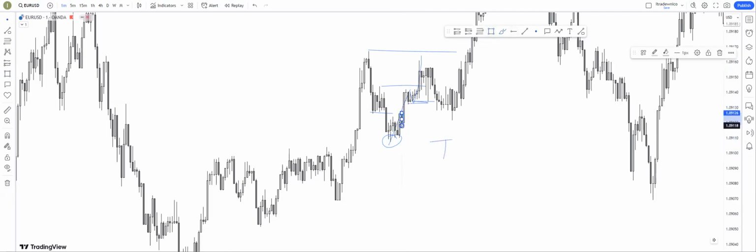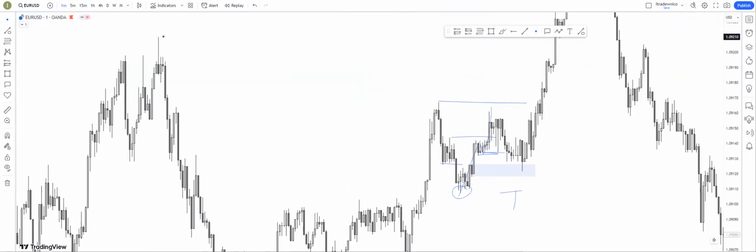Closest POI, imbalance fill. You can take it like this. You can take it from the body. You can take the whole area. It doesn't change your understanding, as you see. I'll personally take it like this. Exit here or exit here.